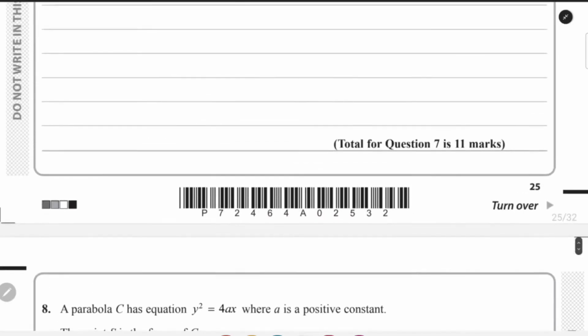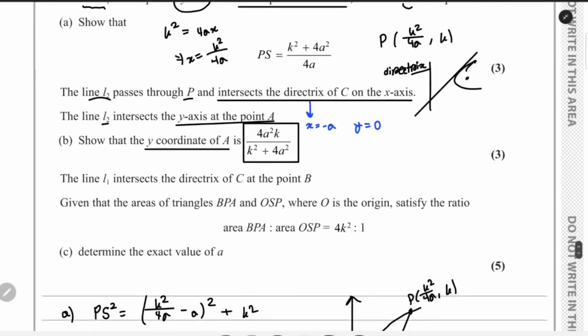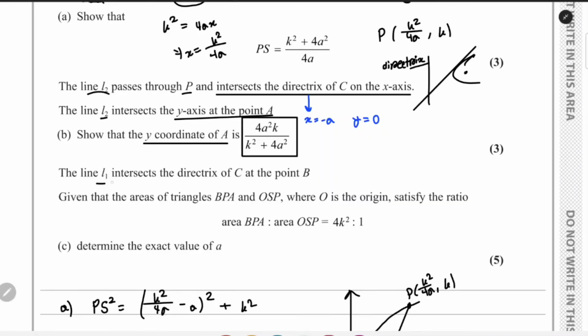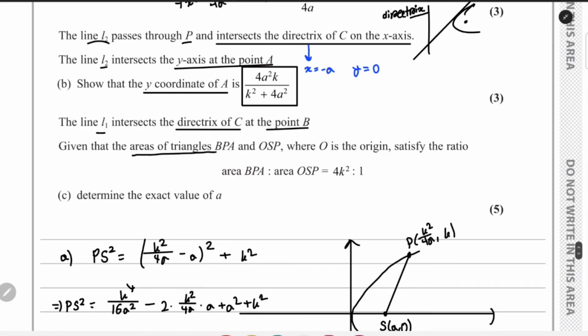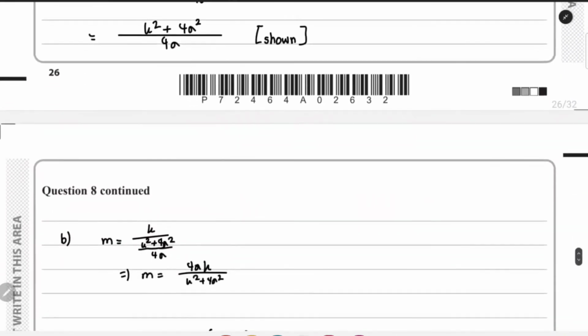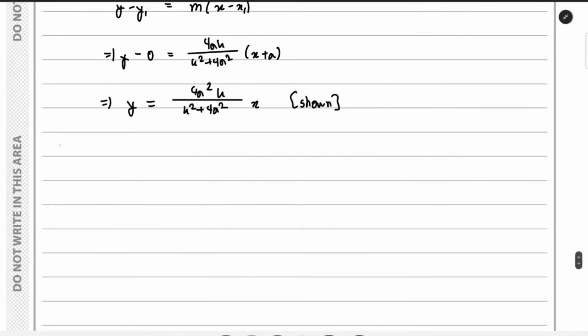Now for the next part of this, we are given line L1 which intersects the directrix of the parabola at point B, and we are given the areas of triangle BPA and OSP and the ratio of that area, which is 4k square is to 1. We have to find the exact value of a. To do so, I have the area of triangle OSP.